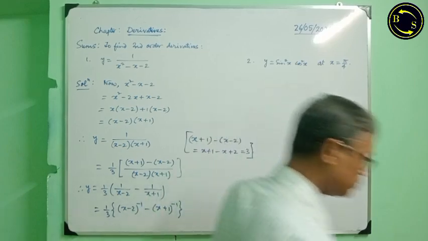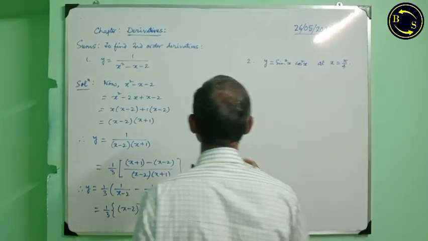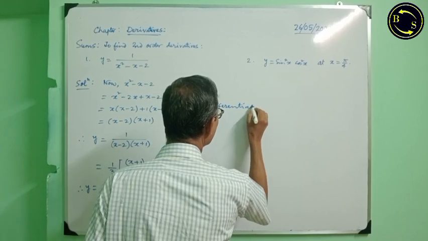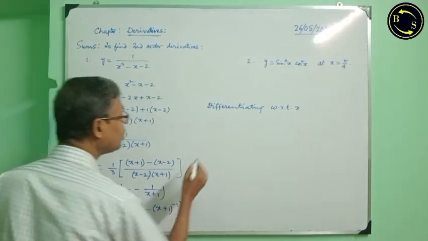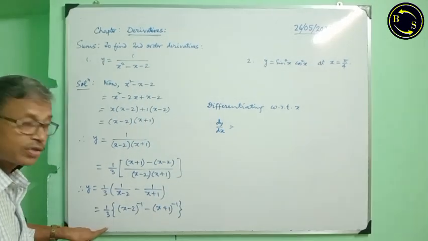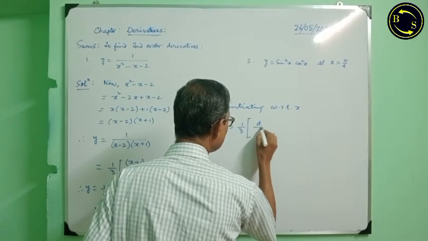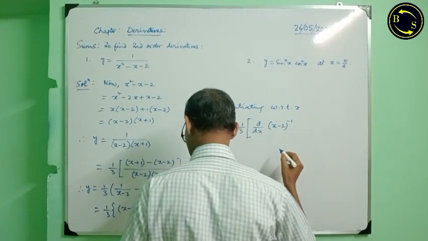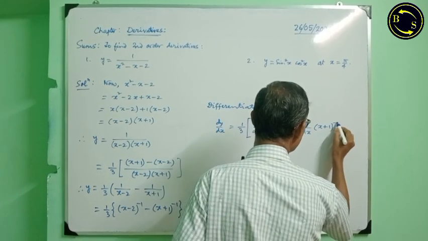Now we differentiate with respect to x. Left hand side will be dy/dx and 1/3 is constant, therefore d/dx of (x minus 2) to the power minus 1 minus d/dx of (x plus 1) to the power minus 1.